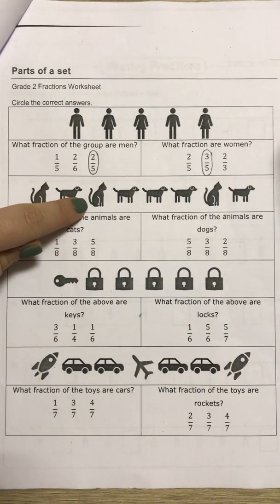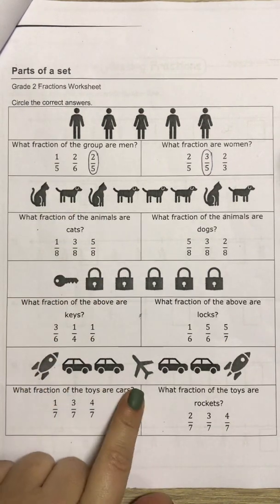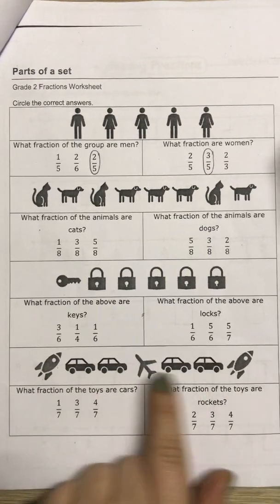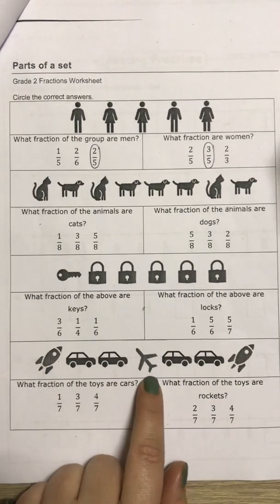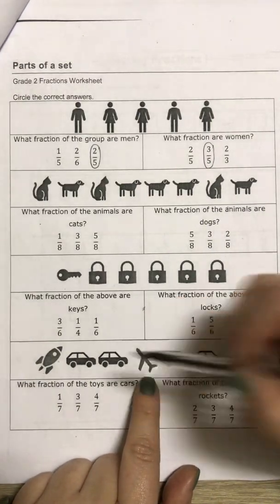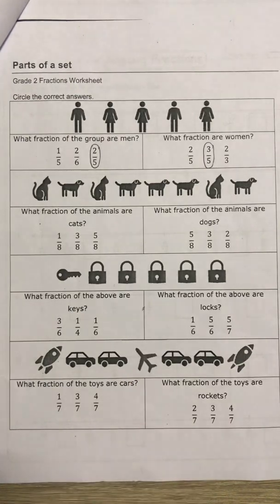And then you go do the same with the cats and the dogs, with the keys and the locks, and with the cars and the rockets. Remember when you get to the bottom one where it's the toys, this also counts as one of the toys. Don't throw the airplane away just because they don't ask for it. It's still a part of the whole. Okay, so you need to take that into consideration. You can go ahead and do your maths, and next up is phonics.